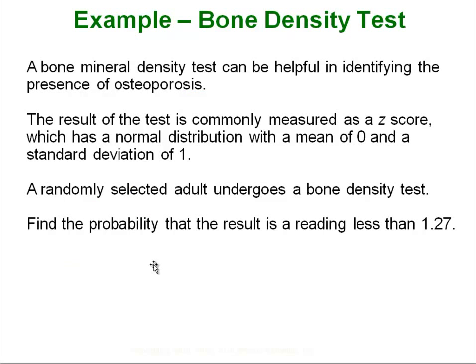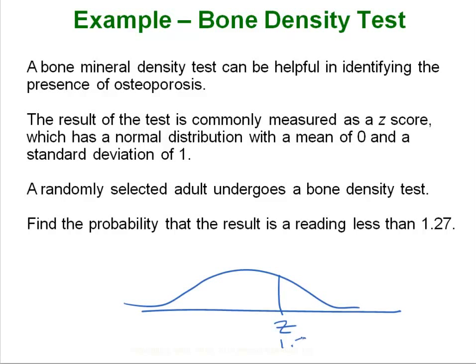Here's an example. Bone density. They're telling us that bone density measurements are normally distributed with a mean of 0 and a standard deviation of 1. So yay, they're standard normal. A randomly selected adult undergoes the test, and they want to find the probability that the result is a reading less than 1.27. So what they're really asking is, if we had a normal curve and we had a z here that was 1.27, so there's the average of 0, so we're obviously on the positive side. Find the probability that the result is a reading less than that, so we're looking for all of the area below it.